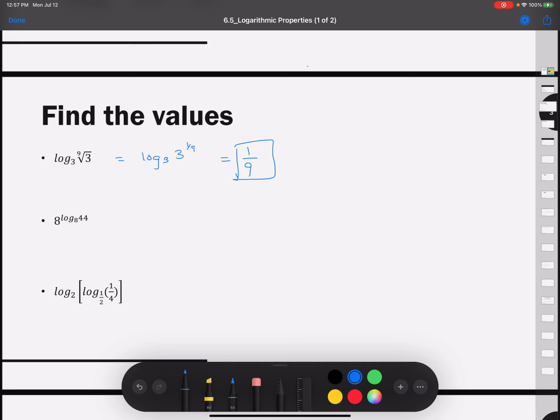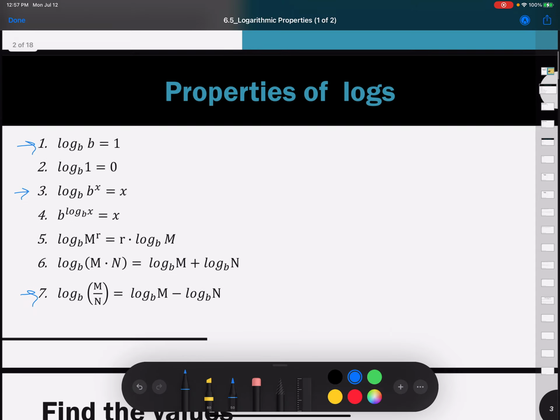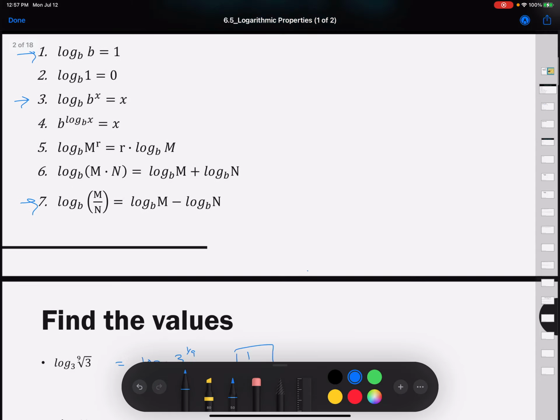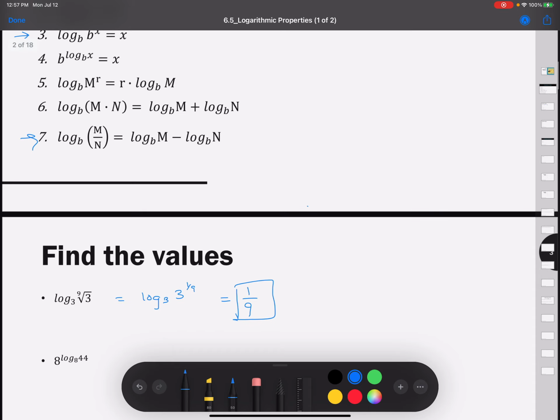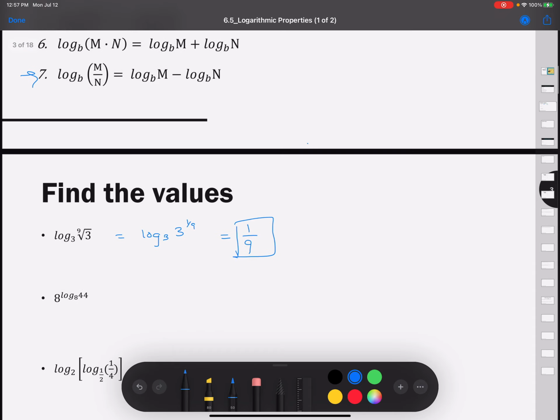8 to the power of log base 8 of 44. This is very similar to property number 4, right? 8 to the power of log base 8 of 44 is going to equal 44.